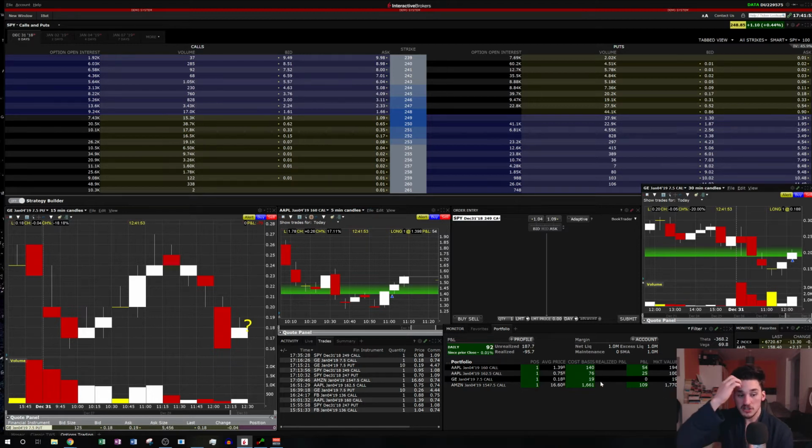So if we go to GE, you can see I have GE here, General Electric, and this is an expiry for the 4th of January.